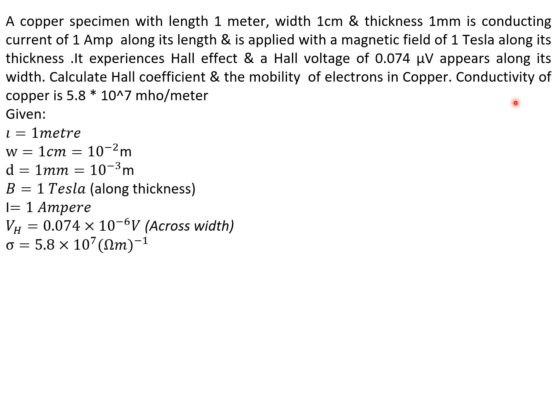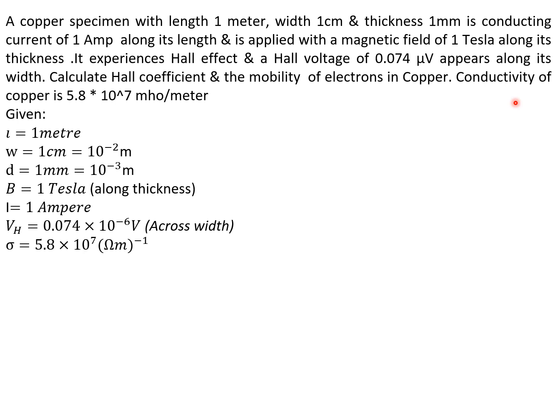Let us summarize the given data. Dimensions of the specimen are given: length, width, depth. Length is 1 meter, width is 1 centimeter, depth is 1 millimeter. We have converted width and depth into meters because we will use all quantities in SI units.